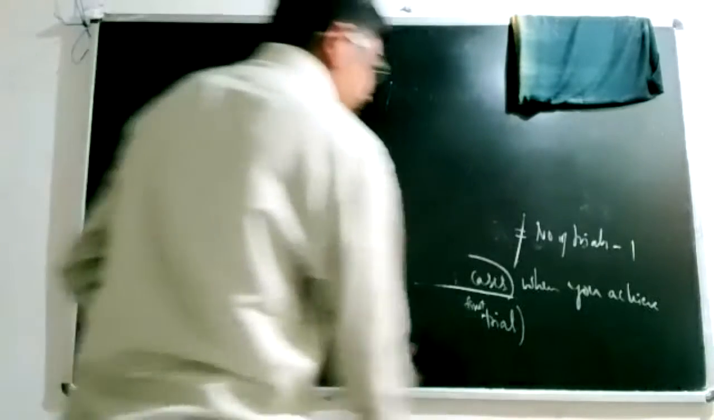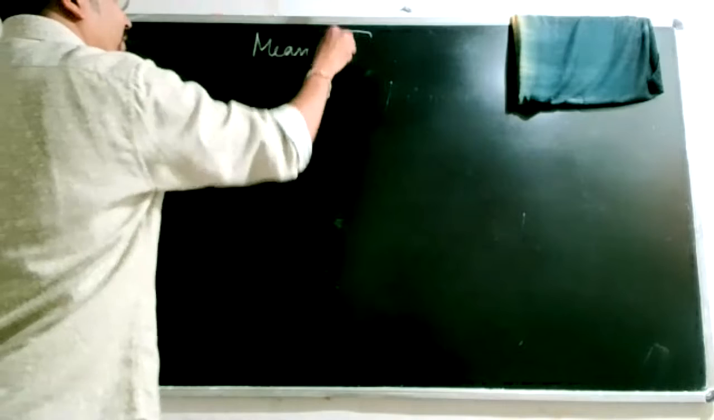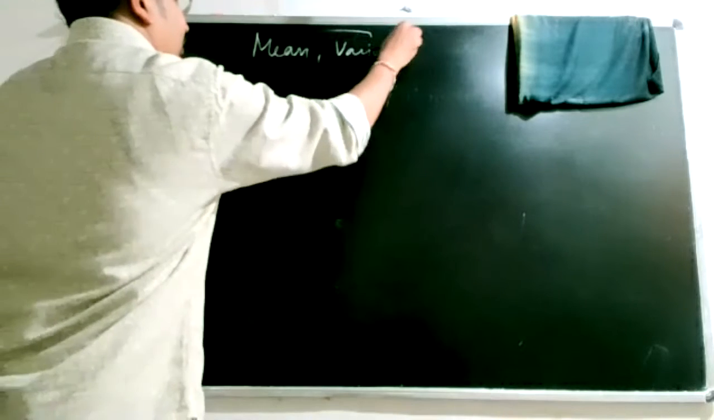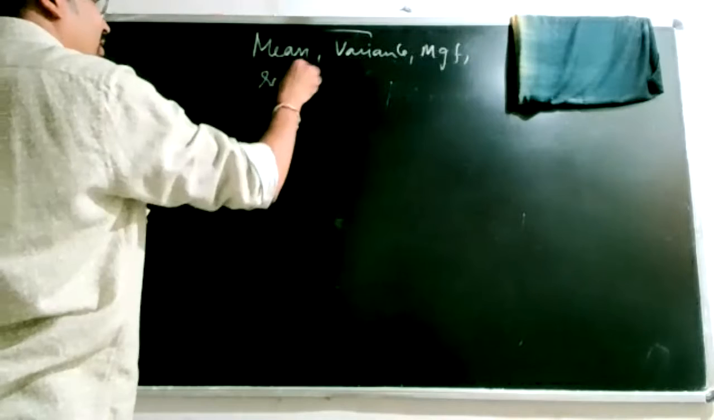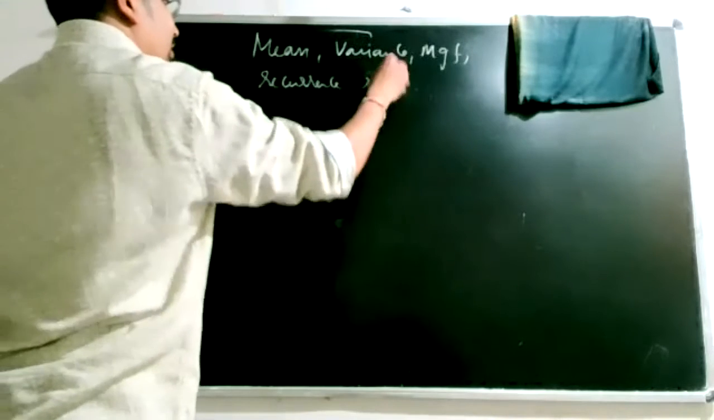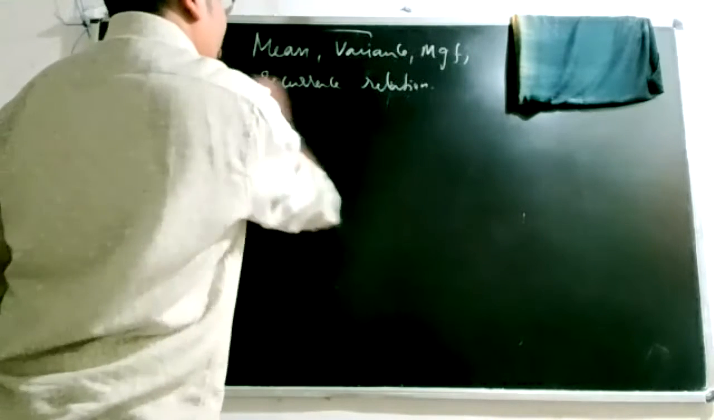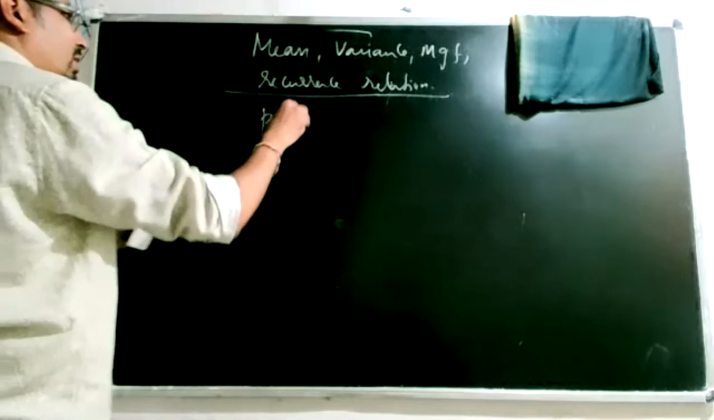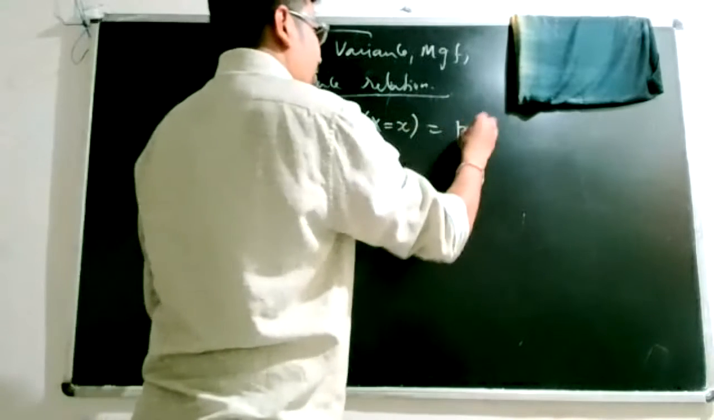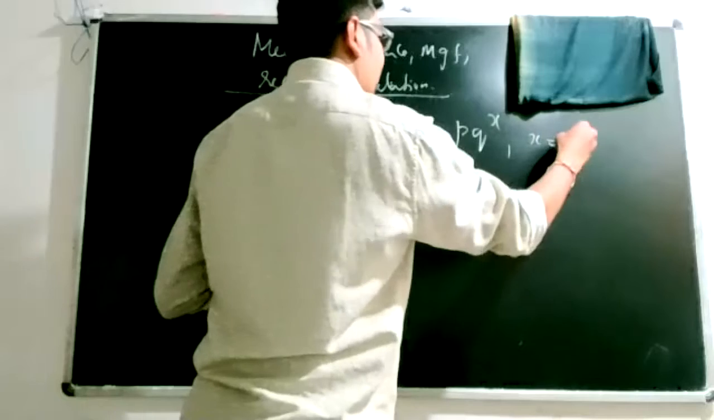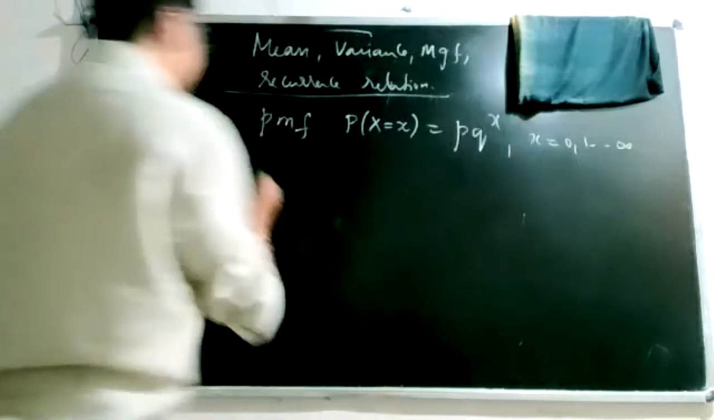Okay. Fine. So look into some books, some YouTube videos, and understand them and make the things clear. Now we'll look into the mean, variance, then MGF, and if possible, we'll see the recurrence relation also. So we have the PMF of the geometric, which is p q power x, x equal to 0, 1 to infinity.